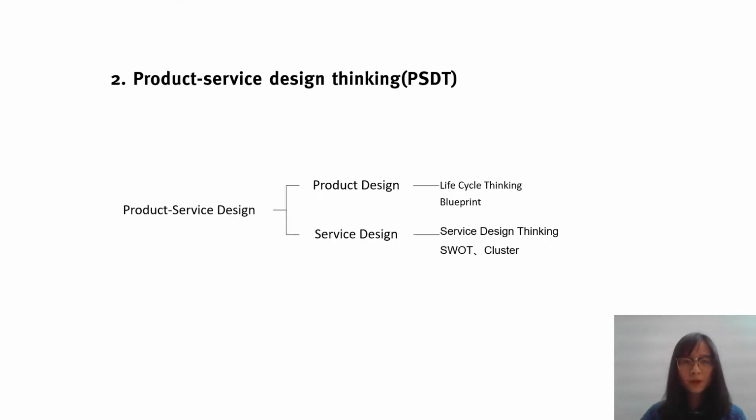Part 2. Product Service Design Thinking. Sustainable product service design considers the sustainability of the industry's development from 3 dimensions of economy, society, and environment. Product service design includes product design and service design. The article will use blueprint to analyze the life cycle of Shimen citrus and use service design tools such as SWOT and cluster to find solutions to the system.